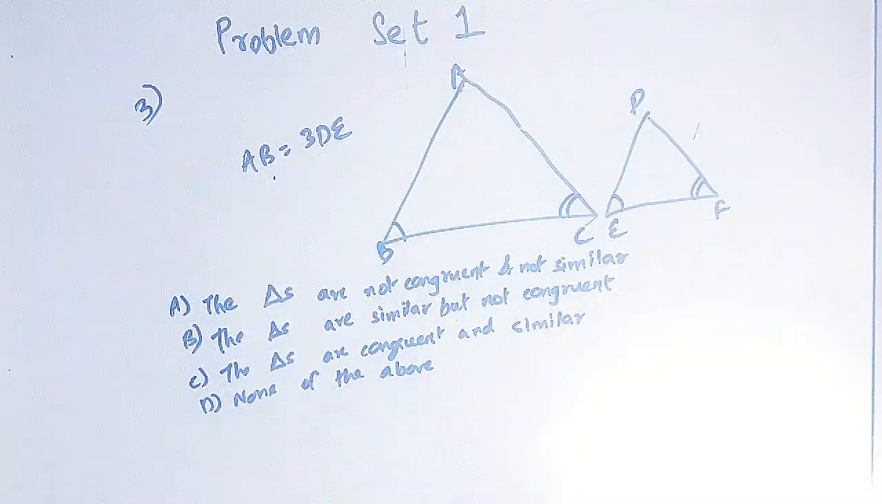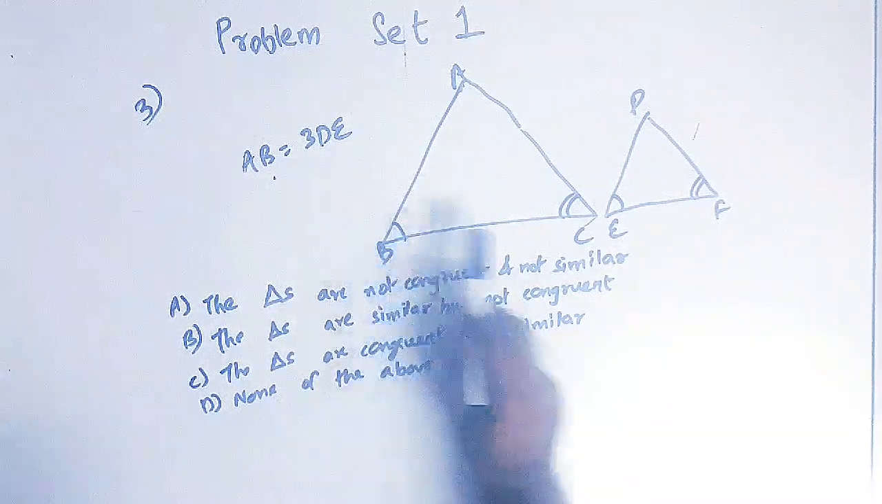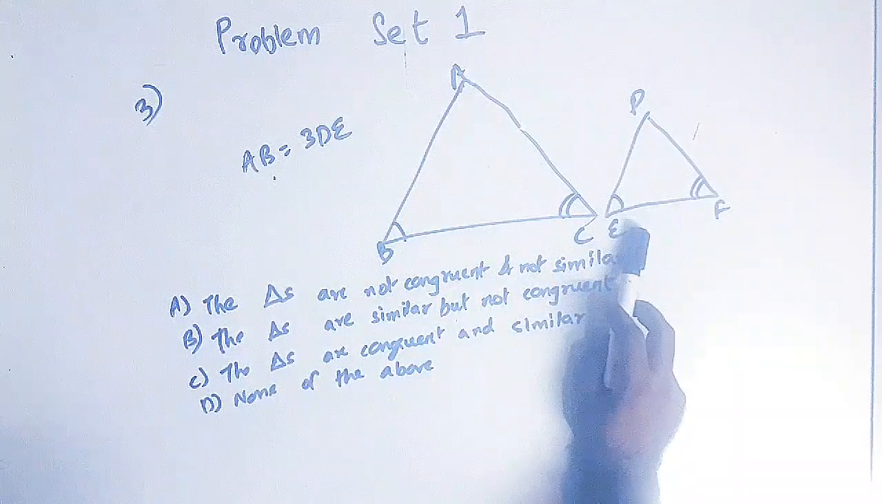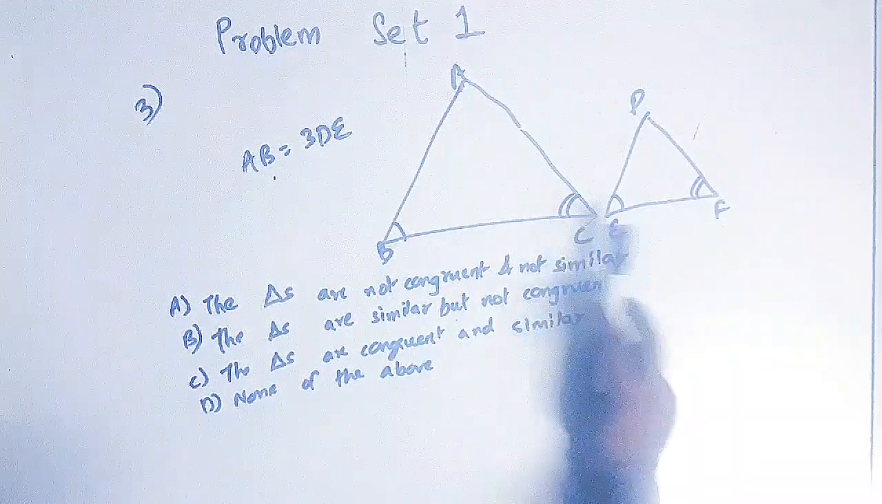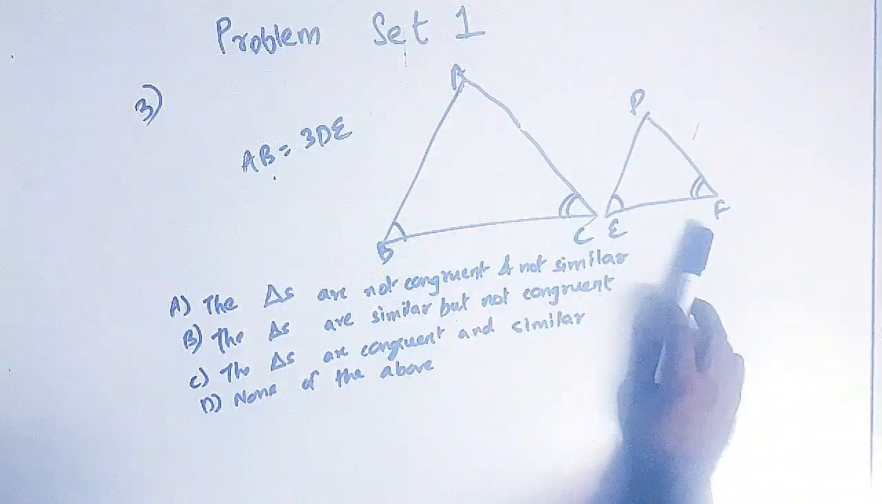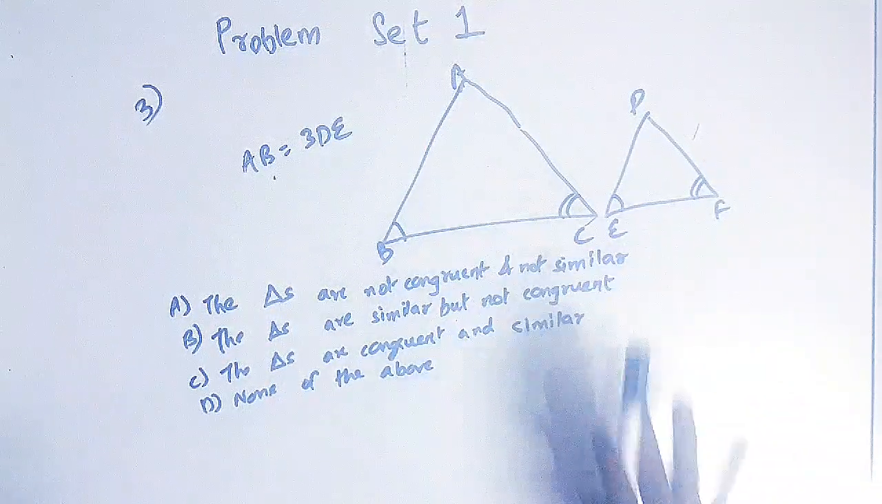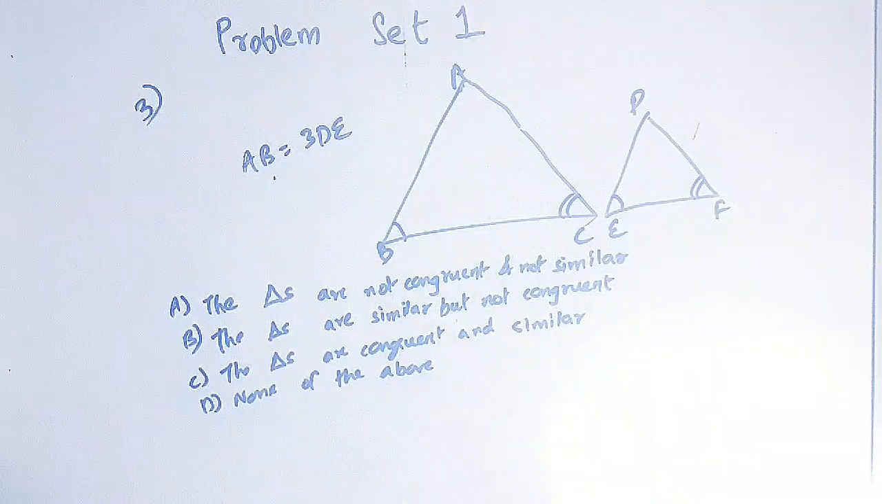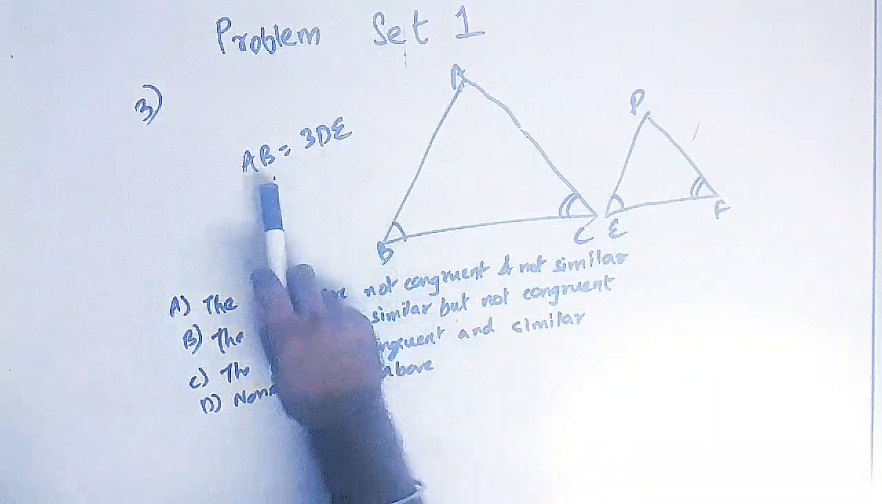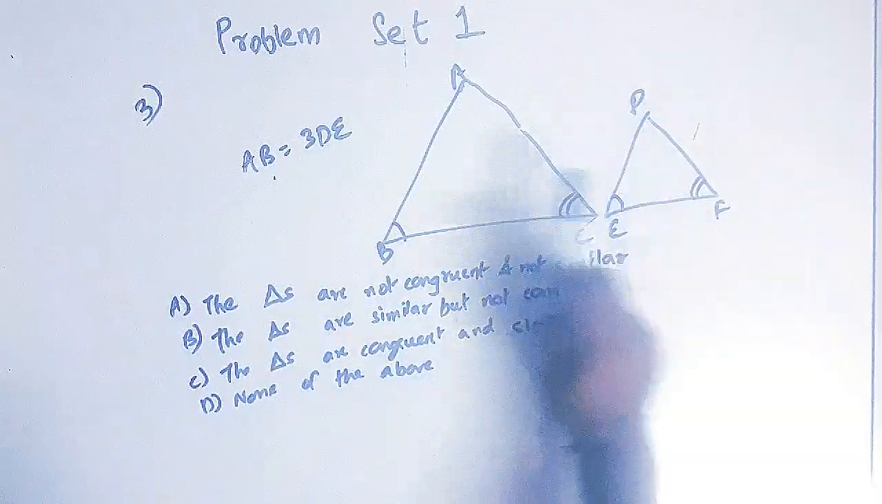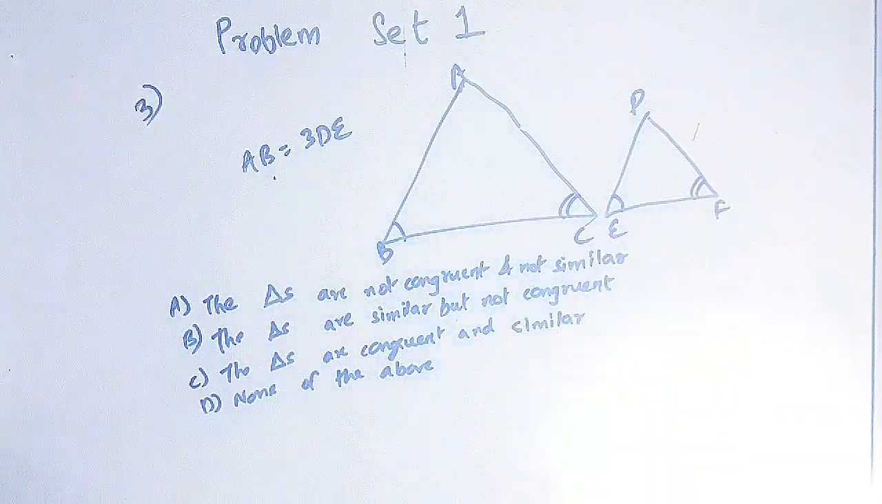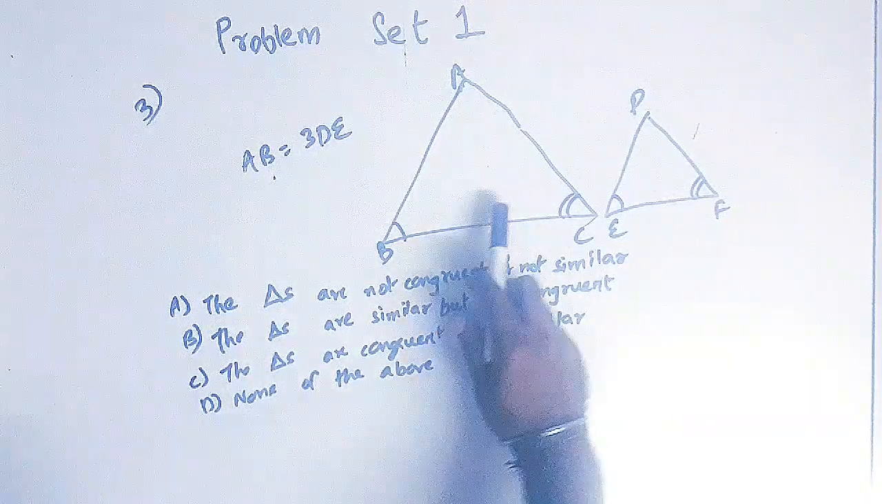Then you can see your angle B is congruent to angle E and angle C is congruent to angle F. That means you can see the triangles are similar by AA test. Now it is given that AB is 3 times DE, that means they are not congruent. So triangles are not congruent and they are only similar.